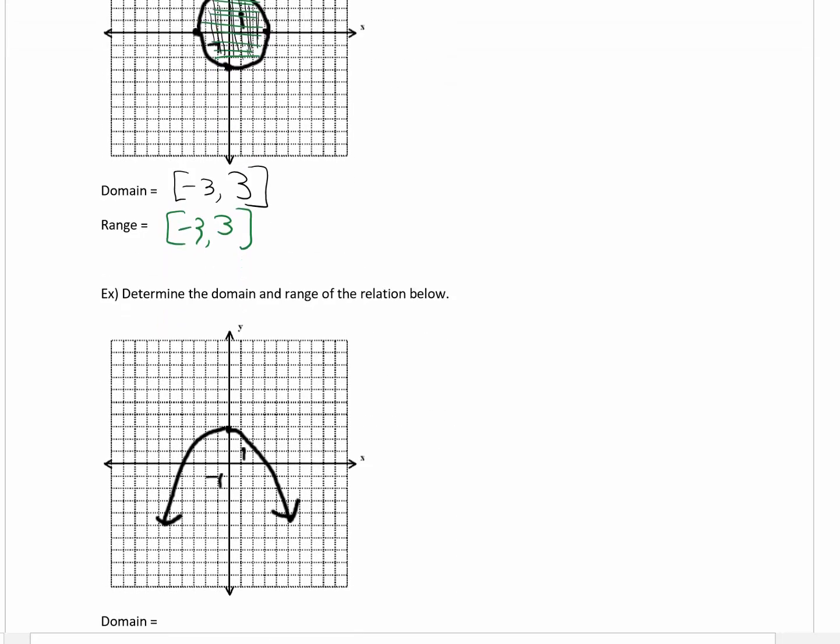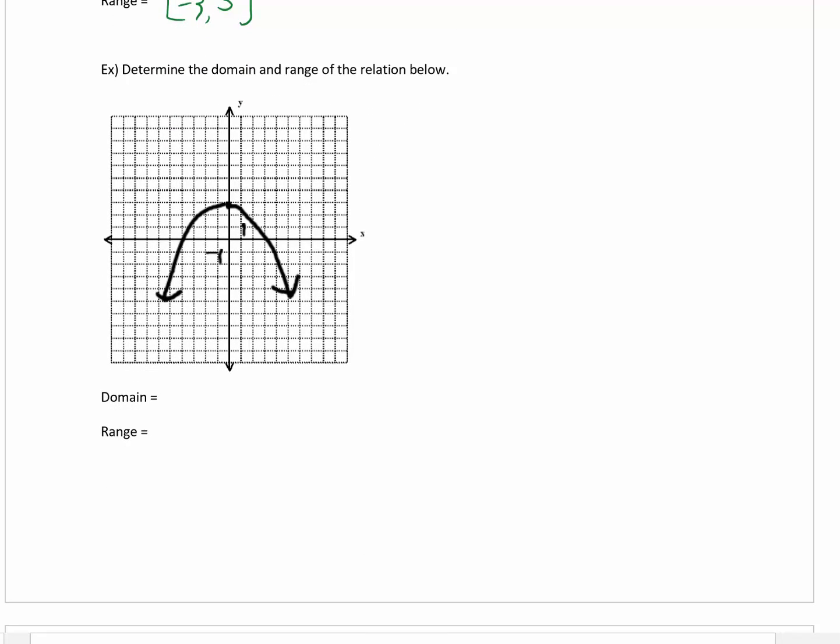Okay, let's take a look at the next example. Starting with the domain. Again, because these arrows are going forever to the left and forever to the right, I can find every single x value somewhere on this parabola. It is an interval of solutions, so it's from negative infinity to positive infinity.